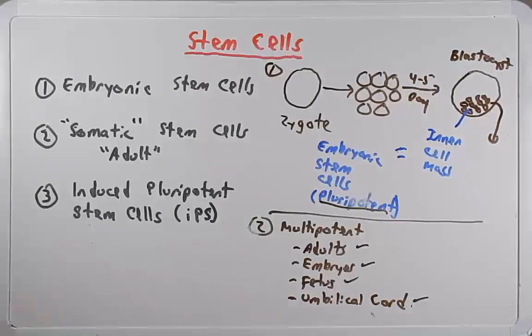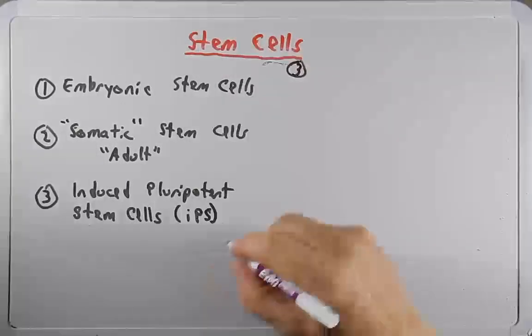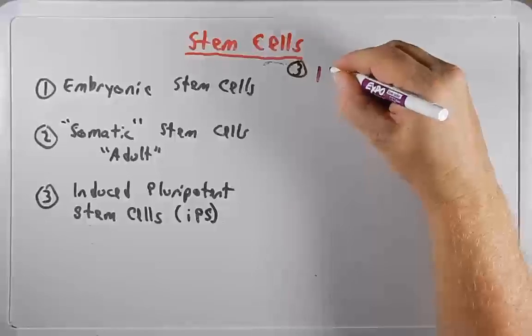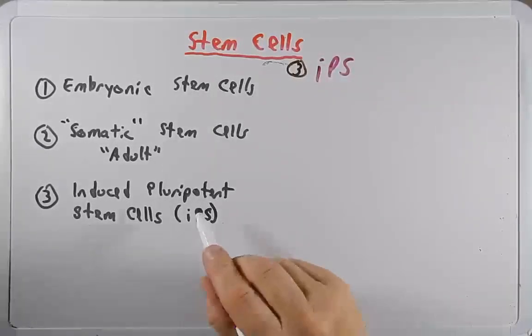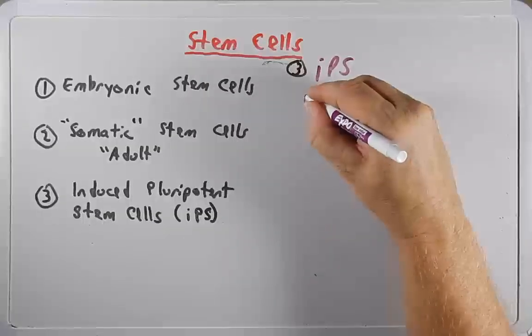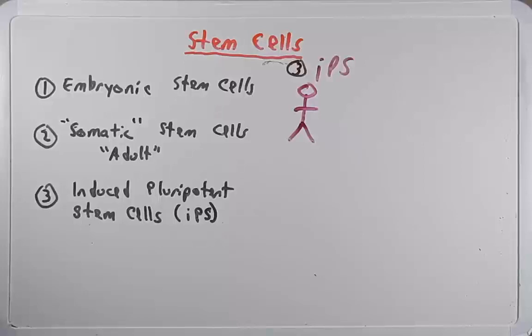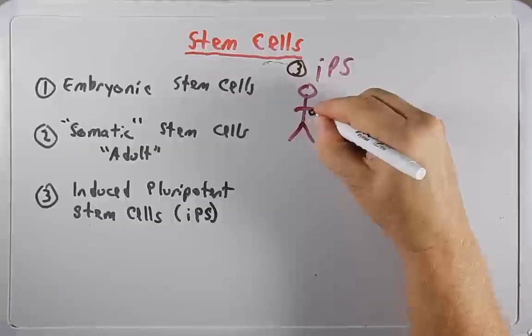Next, I'd like to talk about induced pluripotent stem cells. So first of all, these iPS cells are not naturally occurring. These are stem cells that we produce in the lab. So what can be done is, I'm just going to draw a stick figure here. We can take a single cell from this individual here.